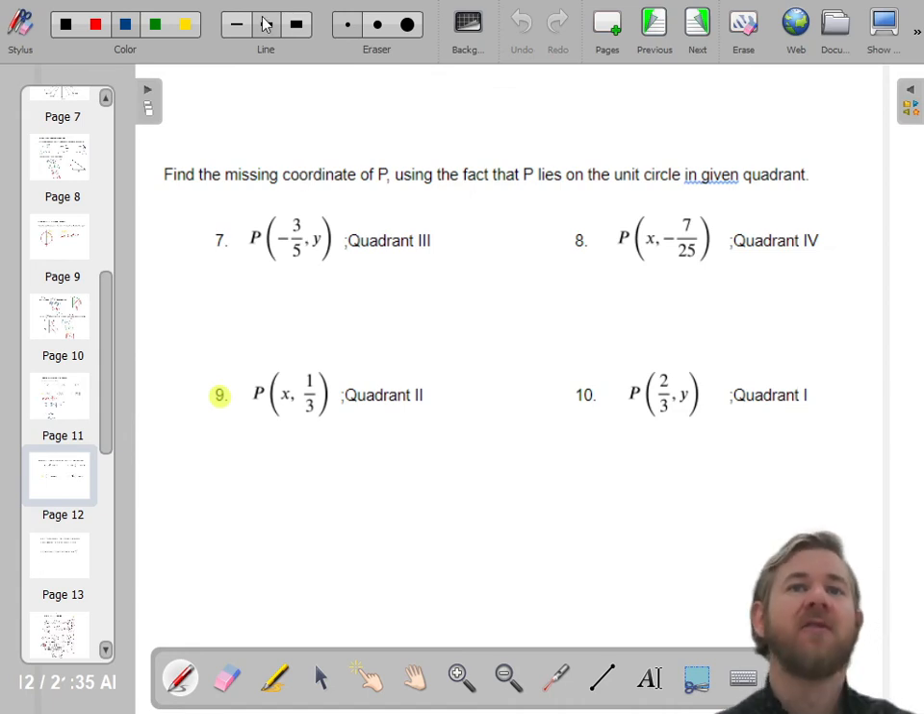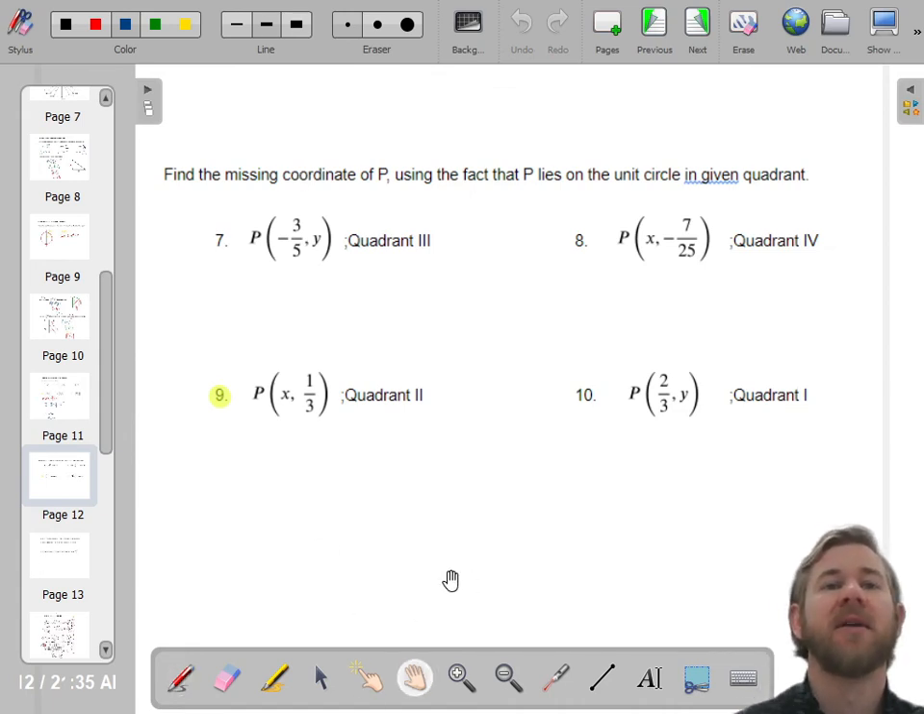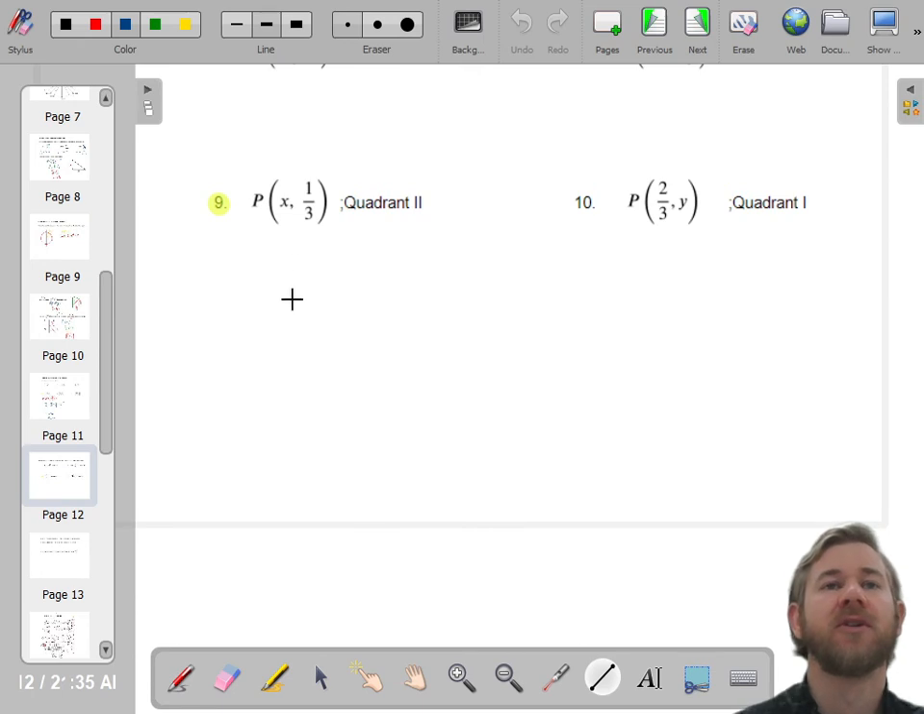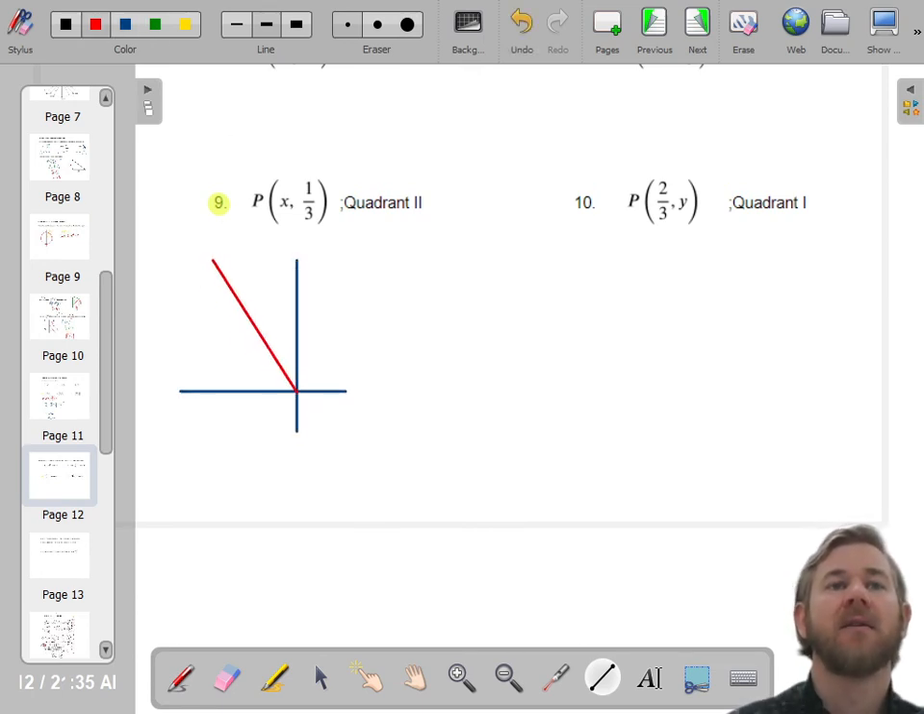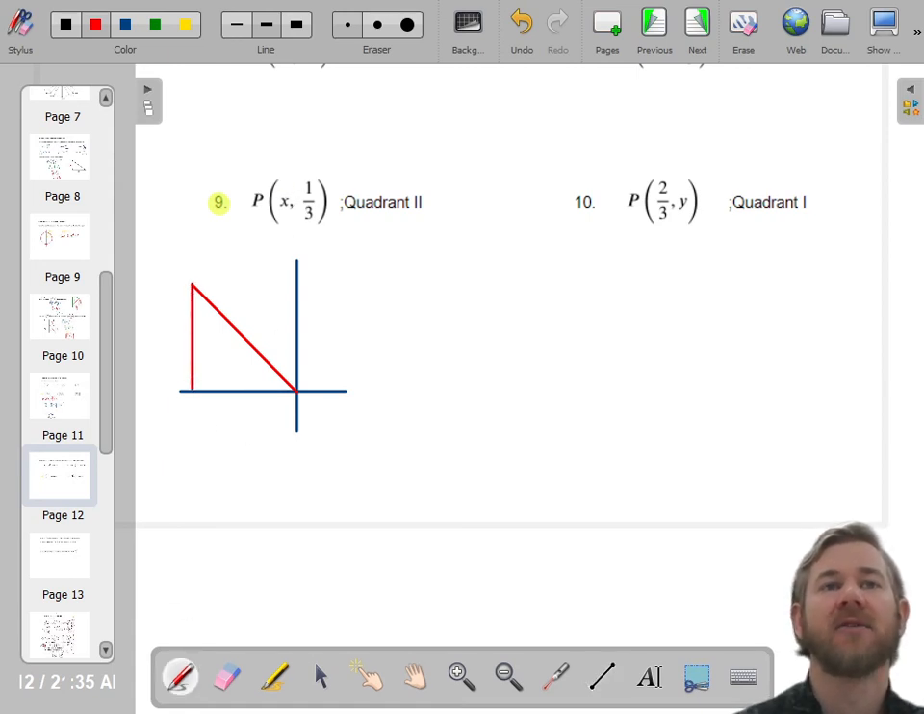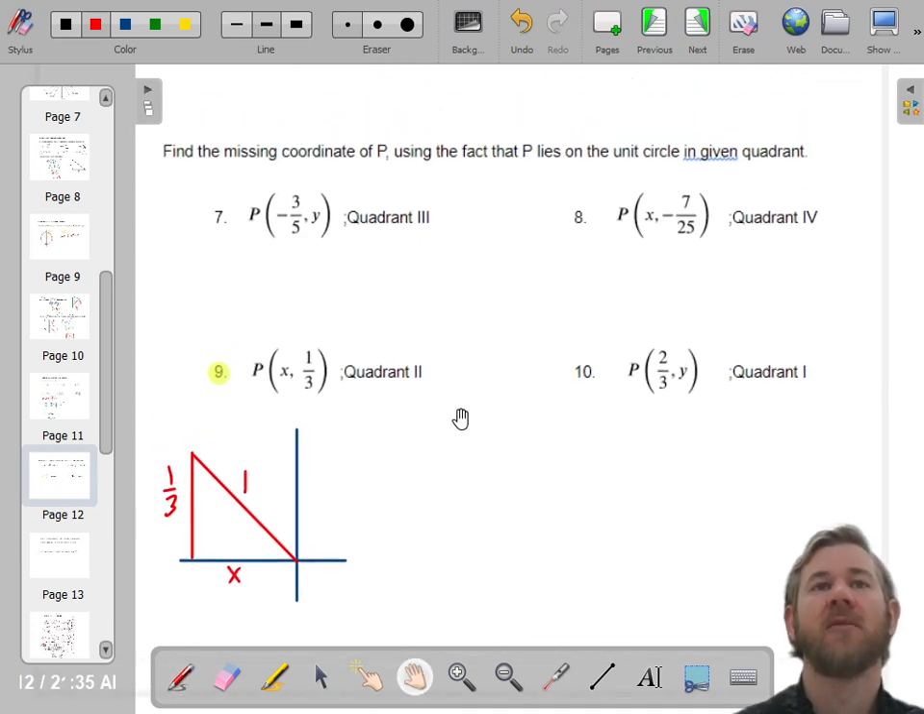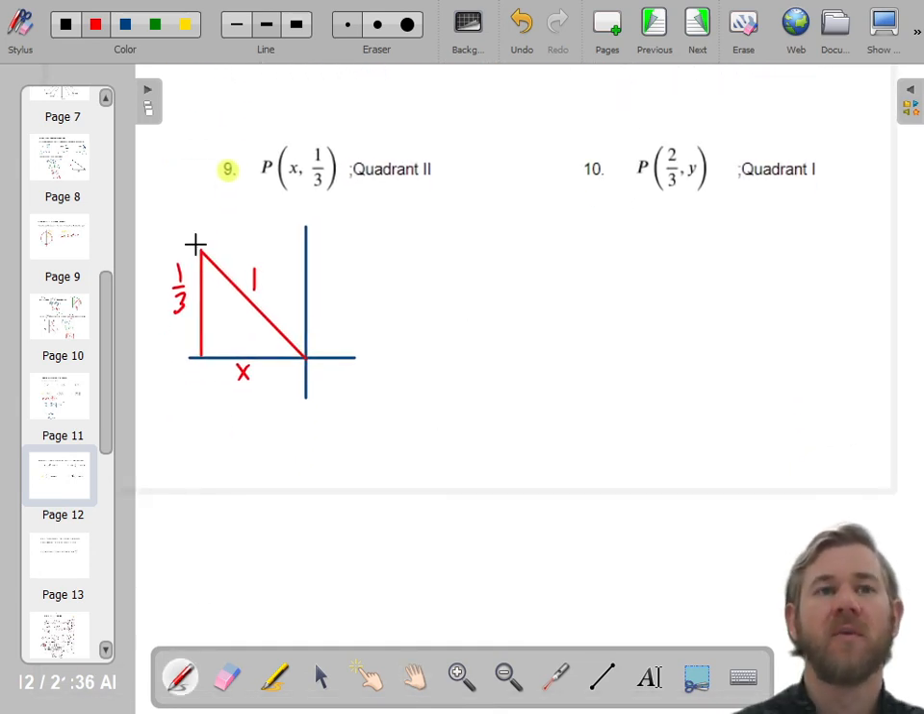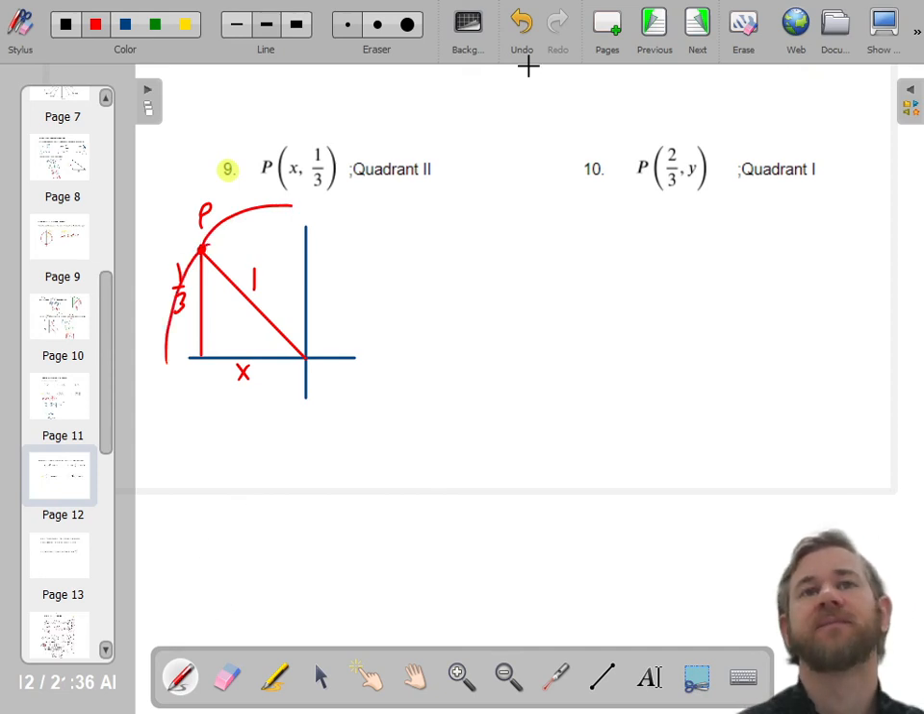And the last one, find the missing component. So here for number 9, we're in quadrant 2. Remember, quadrant 2 is off to the left. So x is negative and y is positive. That means I know my answer is going to be negative. So y is 1/3. I'm going to look for x, and I know that I'm on the unit circle because it tells me we're on the unit circle. So we're describing this point P, which is on the unit circle.